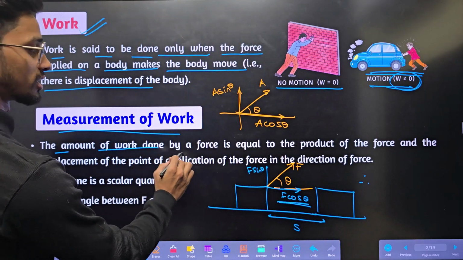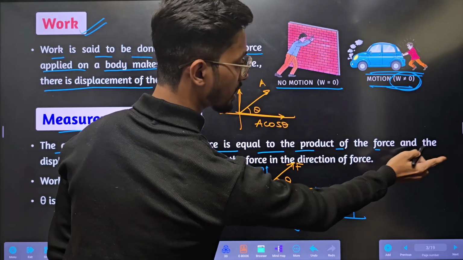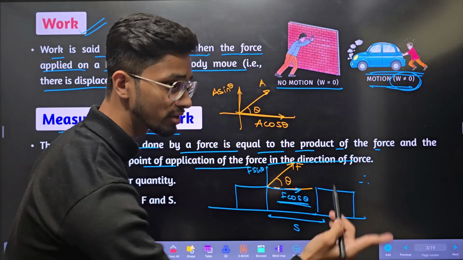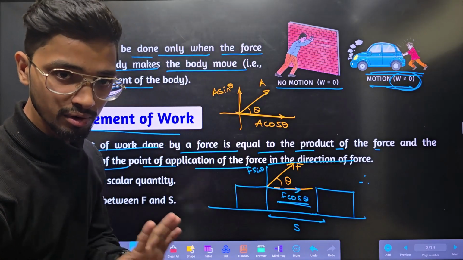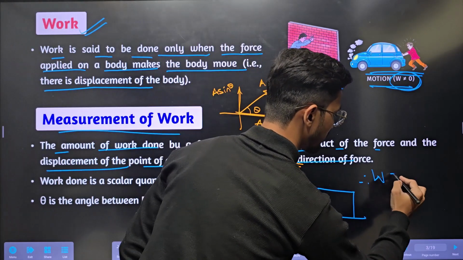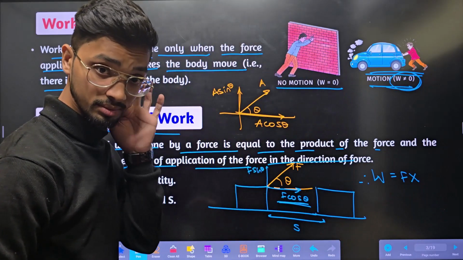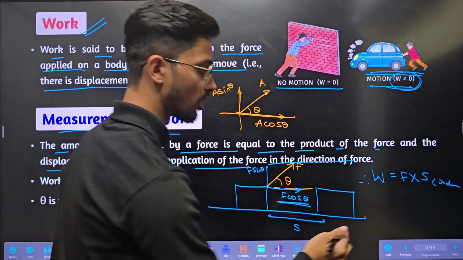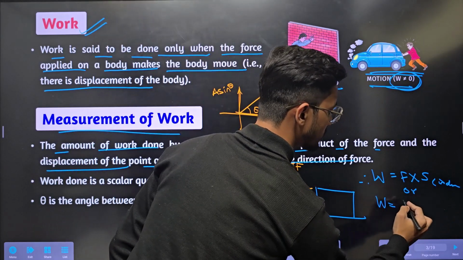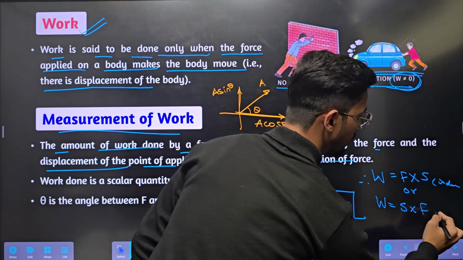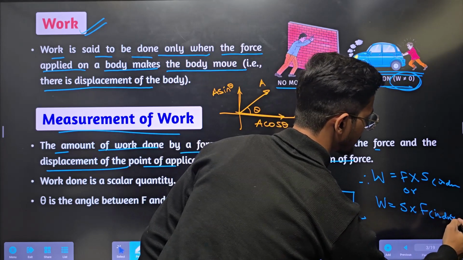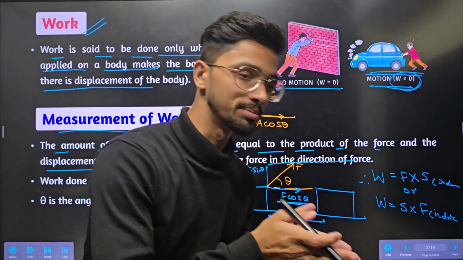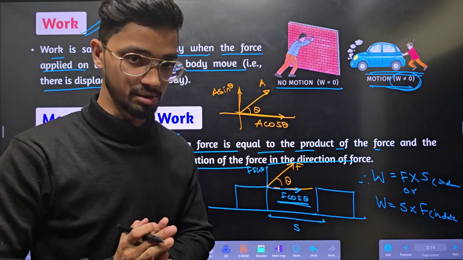Simply, the amount of work done by a force is equal to the product of force and the displacement of the point of application of force in the direction of force. Simply we can say that work is nothing but force into displacement in the direction of force. Or we can say that work done is displacement into force in the direction of displacement. Both should be in the same direction.